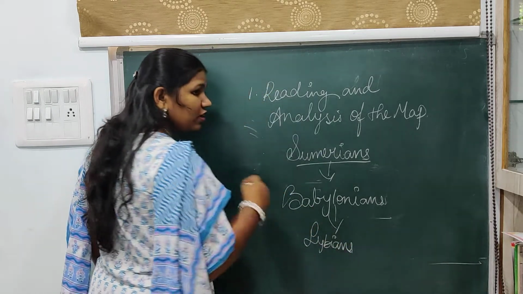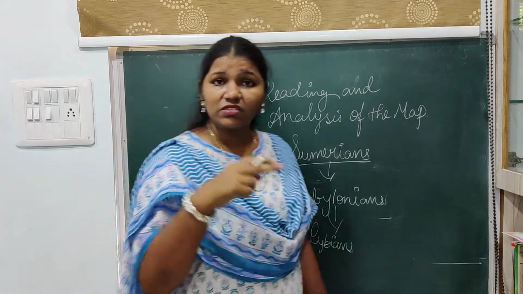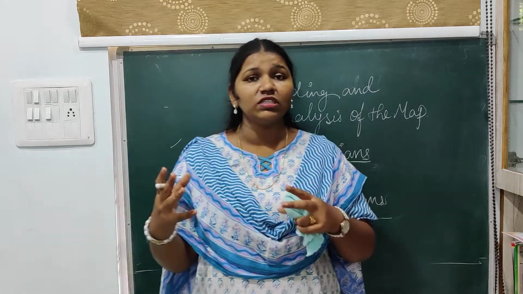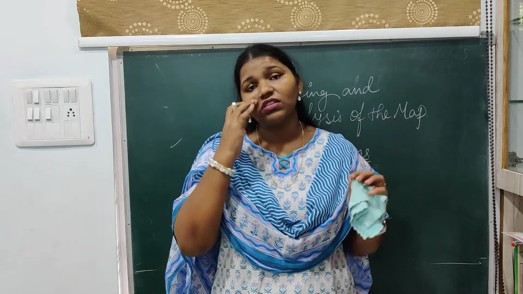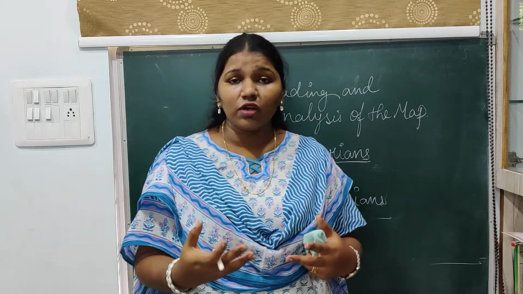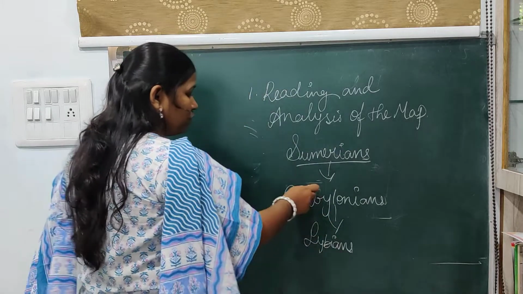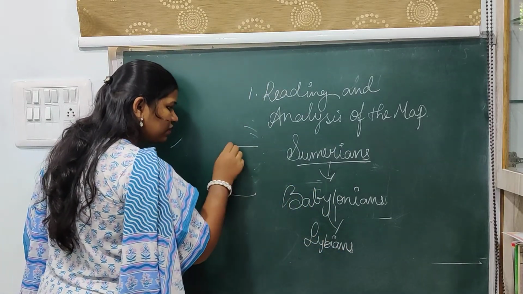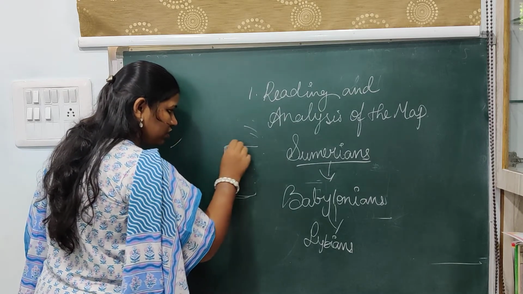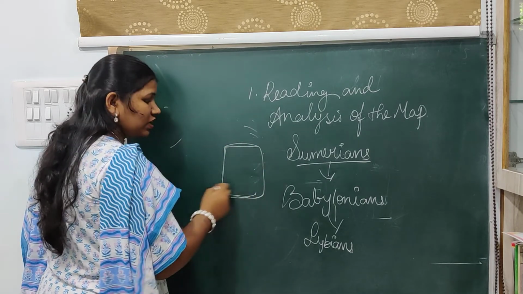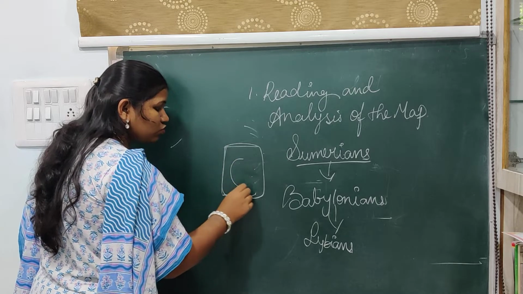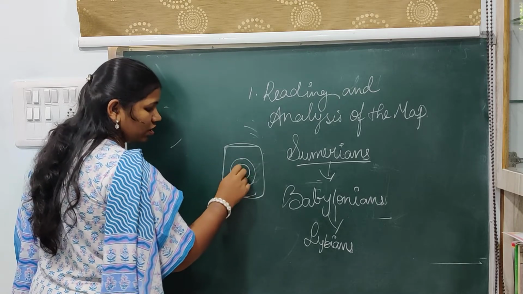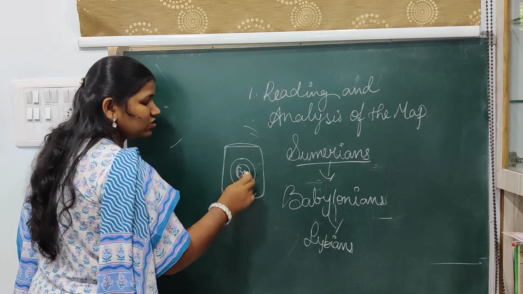Like in the olden days, the maps we are seeing now, like the world map with 7 continents and 5 oceans, were not like that. How did they used to draw the maps? For example, if the Babylonians are designing the map, think that this is a clay stone. On the clay stone, they used to draw a circle, and at the center they used to keep Babylon.